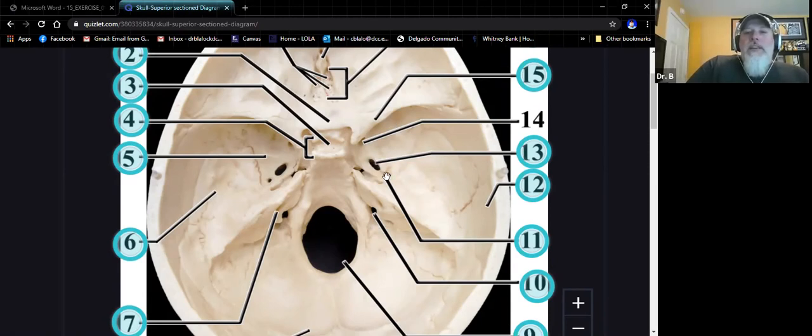Number 13 and number 11, those are ones we did on our inferior view that I said would be a little easier to see on this view here. Number 11 is the foramen spinosum, and number 13 is the foramen ovale.